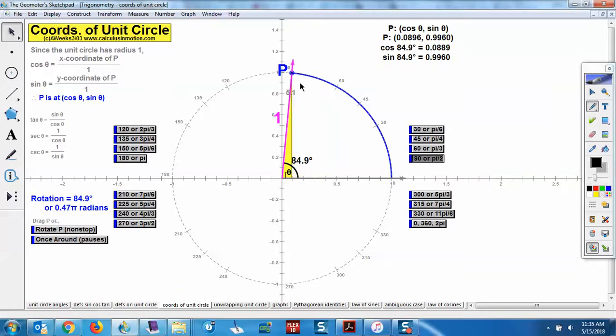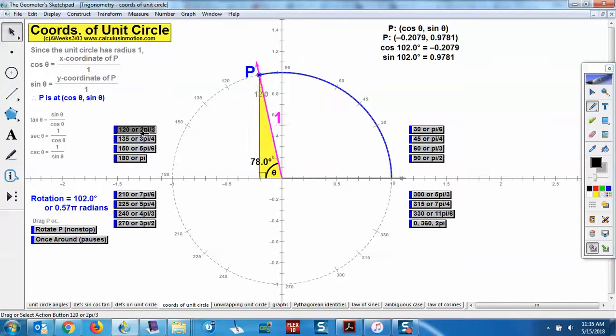And then don't forget your quadrantal, the ones that fall right on the axis, right? Cosine is 0 at pi halves, because cosine is the x value, and sine is the y value. So sine of 90 degrees is 1, because it's the y value. And then, again, the same thing as you go around.